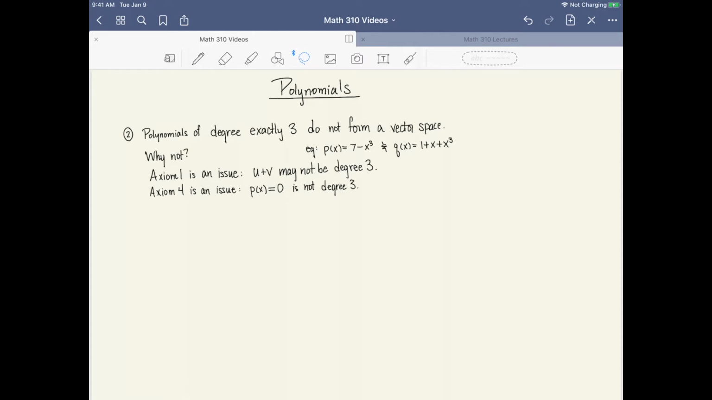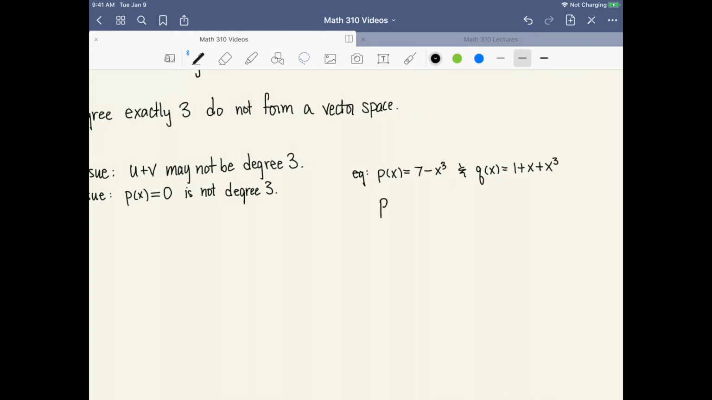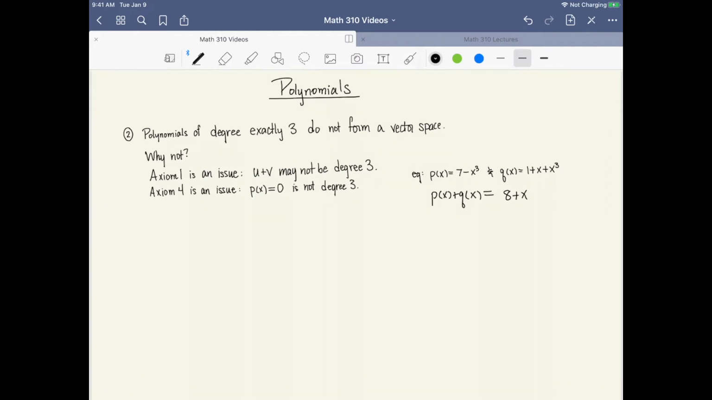Well, I have here an example of 2 polynomials. Let's take p and q to be something like 7 minus x cubed and 1 plus x cubed. These are both polynomials of degree exactly 3. Well, clearly when you add these together, the x cubed parts are going to cancel. p of x plus q of x is still a polynomial. That's true. But this is going to be the polynomial 8 plus x. The problem here is that p plus q is a polynomial of degree 1. So it falls outside of the set V.